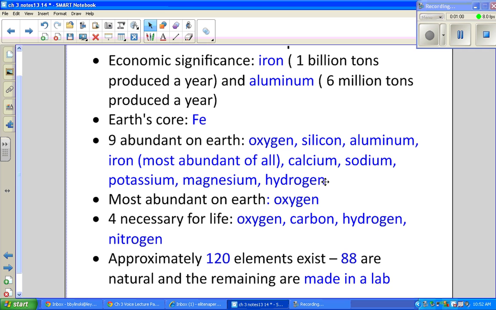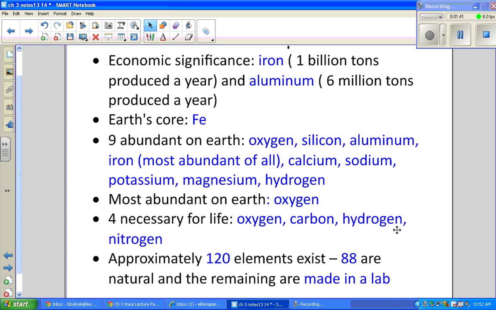Now, you need to know the 9 most abundant on Earth. We have oxygen, which is in the air you breathe. Silicon is in a lot of computer products. Aluminum, building materials, and also aluminum foil, which you might know from being in your house. We have iron. Calcium, which is in bones or in milk. Sodium is in salt. Potassium is in bananas. Magnesium is in such things as fireworks. And hydrogen composes water. Okay, so these are the most abundant on Earth. Iron is the most abundant of all, and the most abundant in the Earth's crust is oxygen.